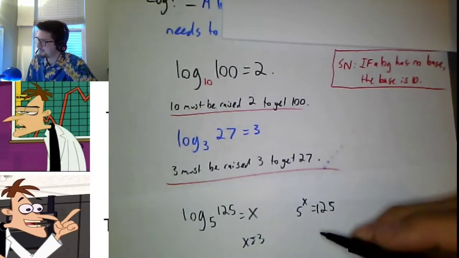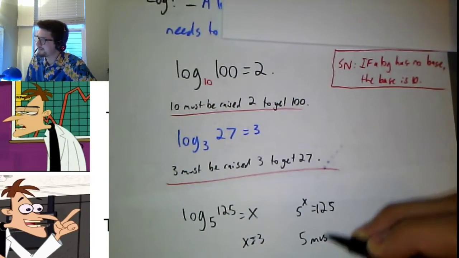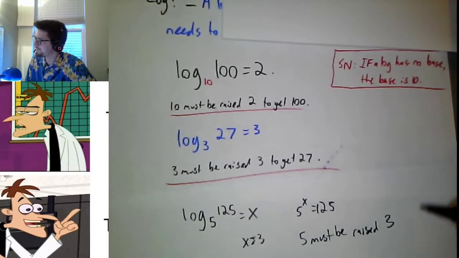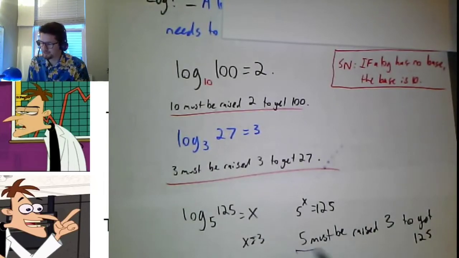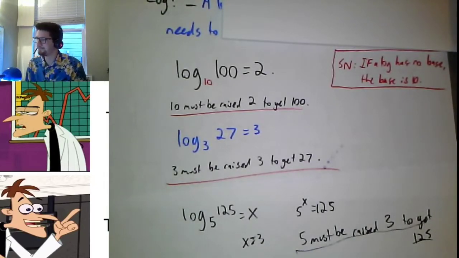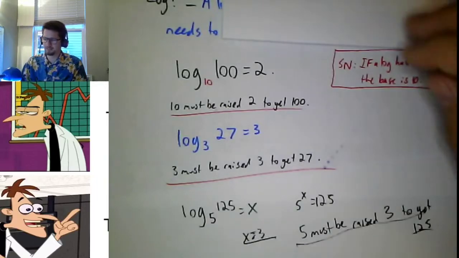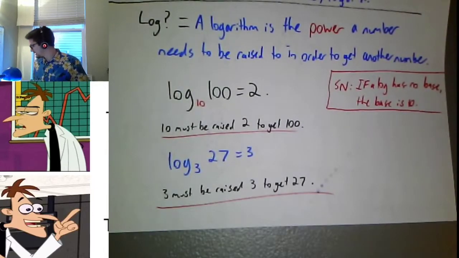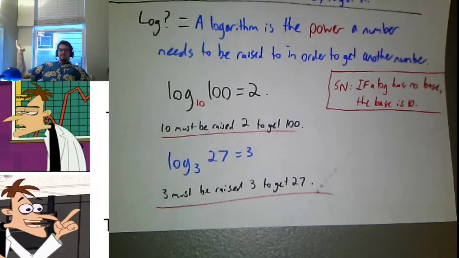Why? Because 5 must be raised to 3 to get 125. For your homework problem, I want you to write your answer like that, okay? Tell me what the value is, tell me what the log is, and then explain it to me. So, that's literally all the notes I have for you today in math.